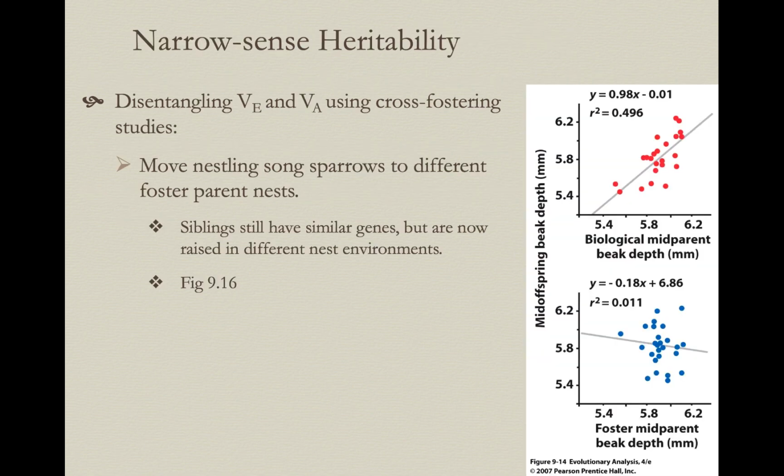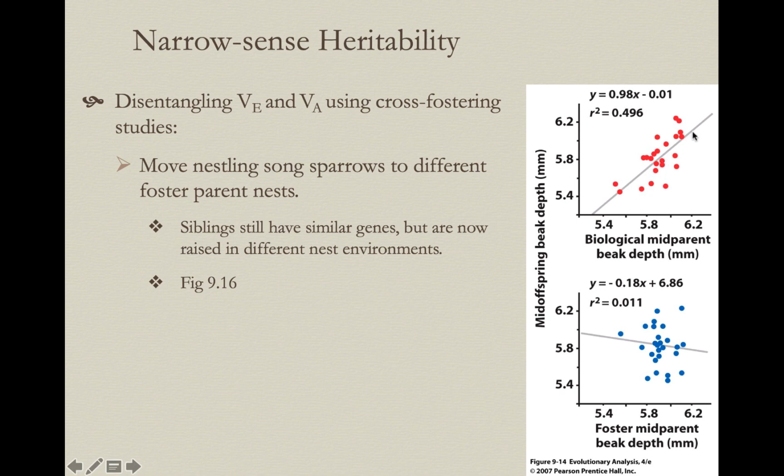All right, so let's come back to that estimate of heritability and how we can do cross-fostering studies to disentangle the amount of variation in a phenotype due to environment versus the additive genetic component. So we do our typical mid-parent study where we look at the mid-parent's value and compare it to the mid-offspring's value, and you say, okay, wow, that's really good. Look at that, we have a really high heritability here, 0.98.